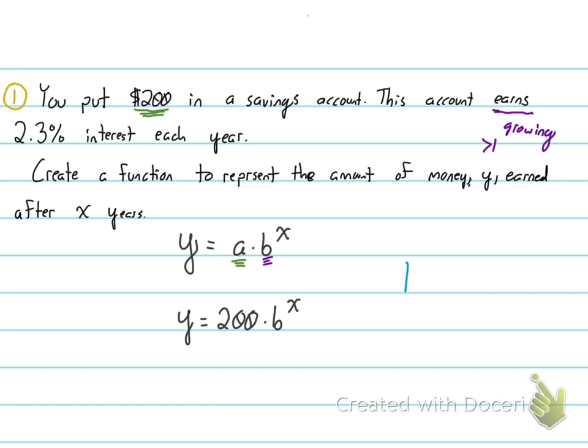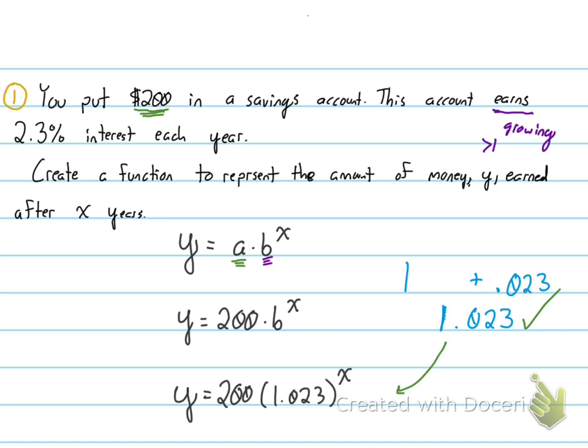Since I'm growing, I'm going to have 1, and then I'm going to add 2.3%. And another important thing to note here, 2.3%, if I want to represent it as a decimal, I'm going to move the decimal point back 2 places. So I have 1 plus 0.023. So my growth rate is 1.023, and that's what's going to be my b value. So my function would be y equals 200 times 1.023 to the x power. So if I'm growing, I'm going to do 1 plus my percent growth.